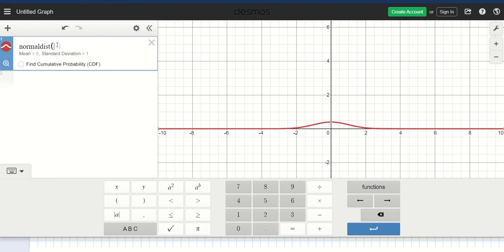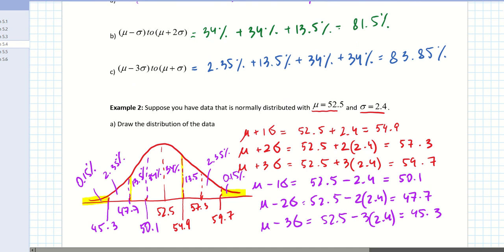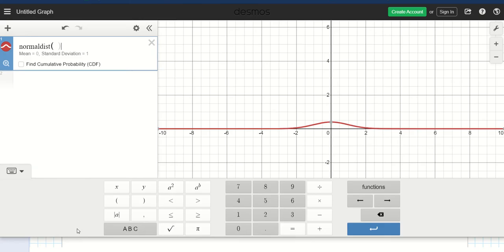So I'm going to do question number 2 using the graphing calculator here. The mean in the question was 52.5. So if you go back to the question, the mean here is 52.5, and the sigma is 2.4. So I'm going to enter those values. Type in 52.5, comma, and then enter the sigma, the standard deviation value, which is 2.4, and then press enter.